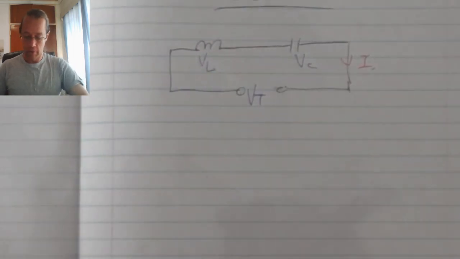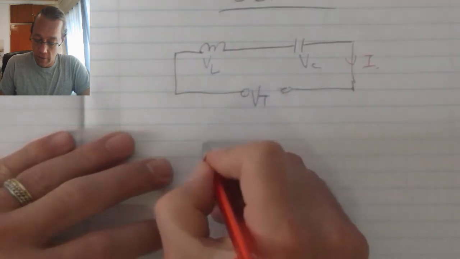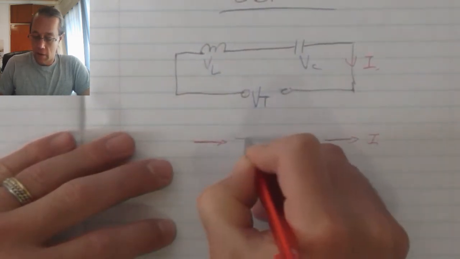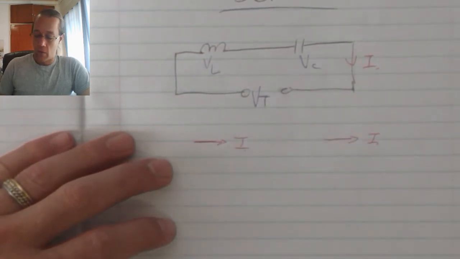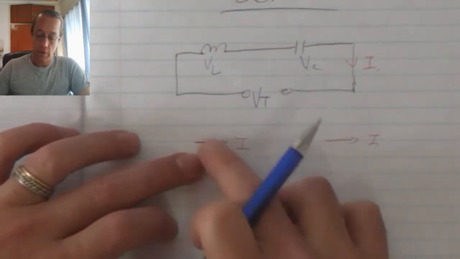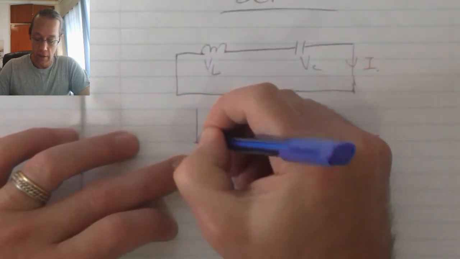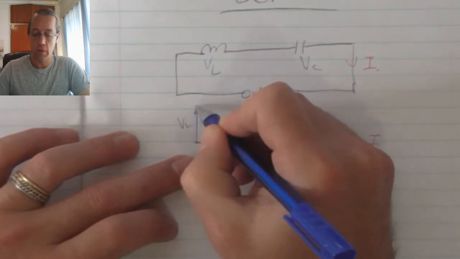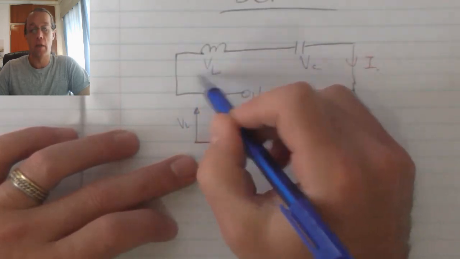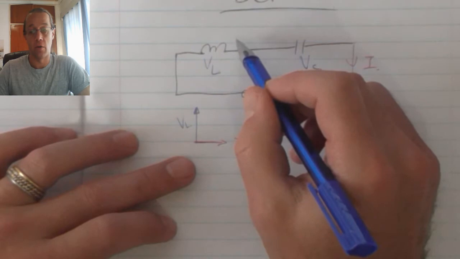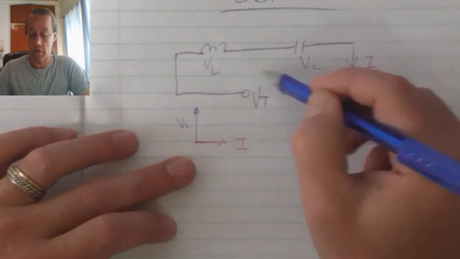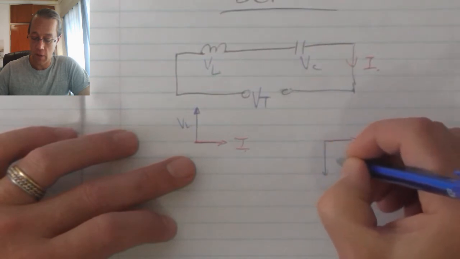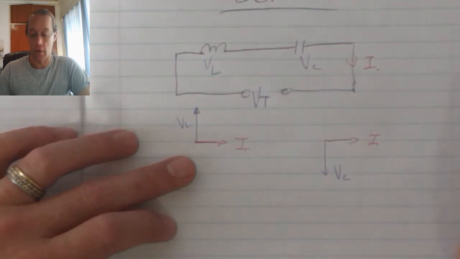As current in both of these components is our reference, we draw the current on the horizontal. The inductor leads by 90 degrees, and the size of the inductor voltage will depend on the size of the inductor's reactance, which in turn is dependent on the size of the voltage frequency. The capacitor is the same, except it works in the opposite direction.